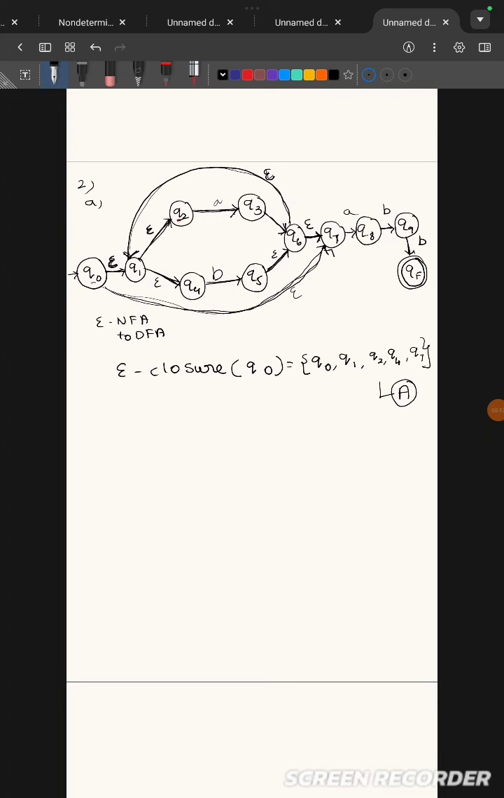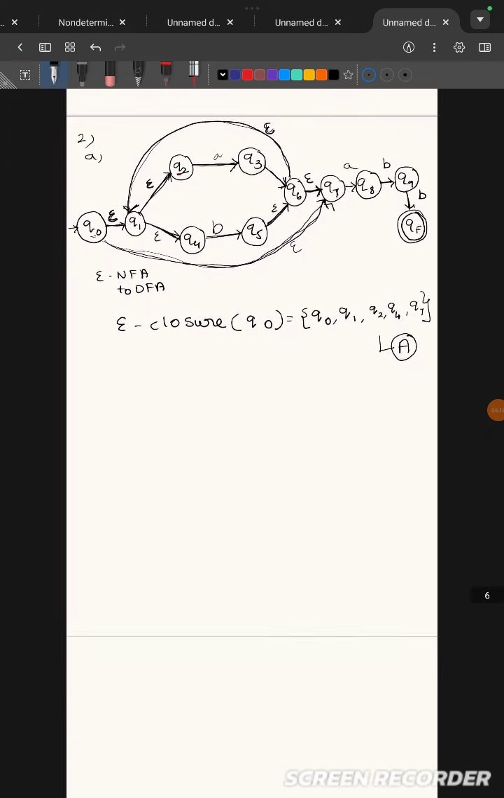Okay. Now coming back to the question, we have found the epsilon closure of Q0 and we have renamed the Q0, Q1, Q2, Q4, Q7 states as A. Okay, now what we have to do, step number 1, we have to find the transition for this A. We have two symbols, right? Small a and small b. So we have to find what is the transition for small a. Now to find that, what is the step?